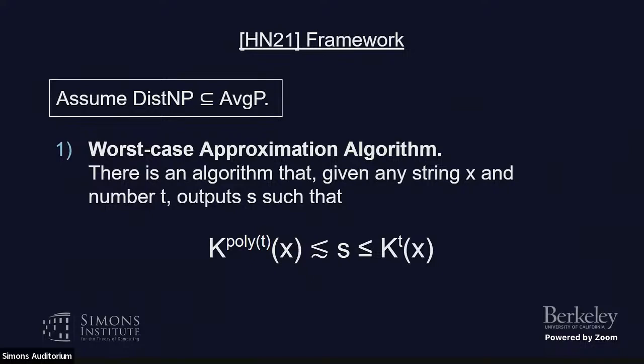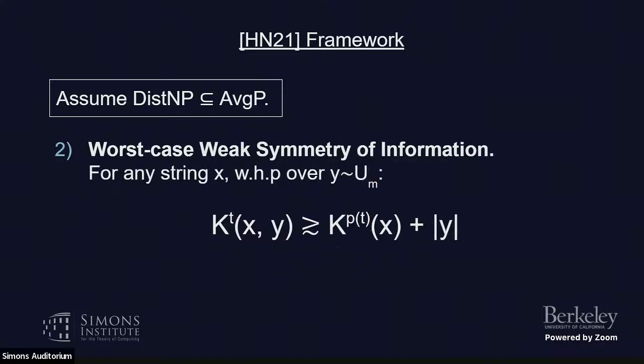Okay, so I'll just say a little bit about that framework. This is the first ingredient of it. Under that assumption, this average case easiness assumption, you can prove a worst case approximation algorithm for K-poly. So for any string X, you can efficiently compute a value S that is some sort of estimate of K-poly of X. Okay, and then the second ingredient is a weak symmetry of information theorem for K-poly.